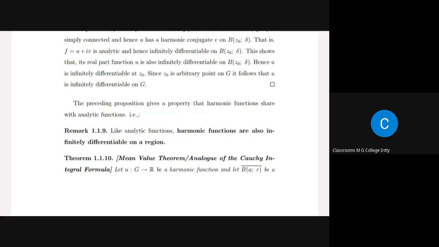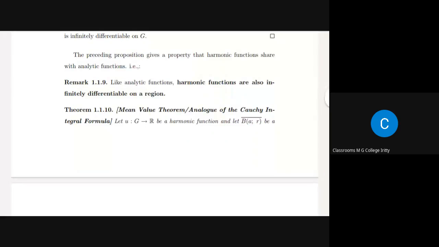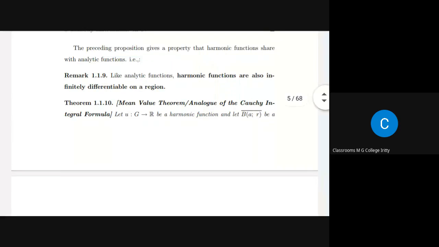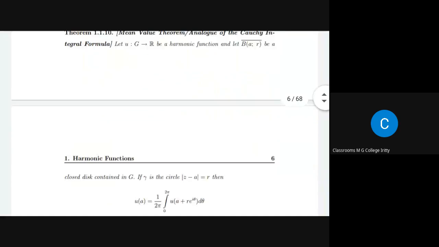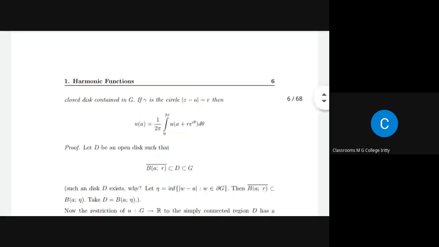Next theorem: mean value theorem, or the analogue of Cauchy's integral formula. Let u from G to R be a harmonic function and let the closed disk B-bar(a; R) be contained in G. If gamma is the circle mod z minus a equal to R, then u of a equal to 1 by 2 pi times the integral from 0 to 2 pi of u of a plus R e raised to i theta d theta, which is the mean value property.